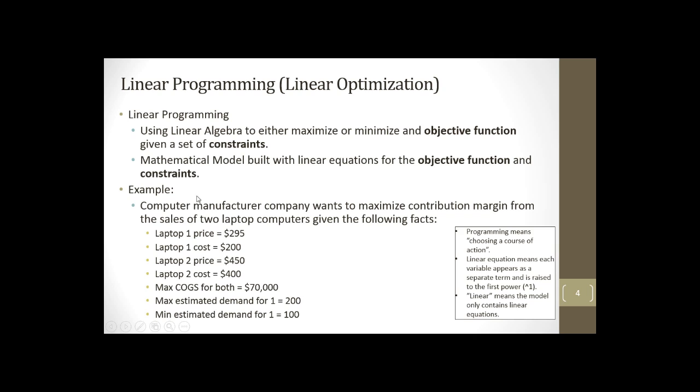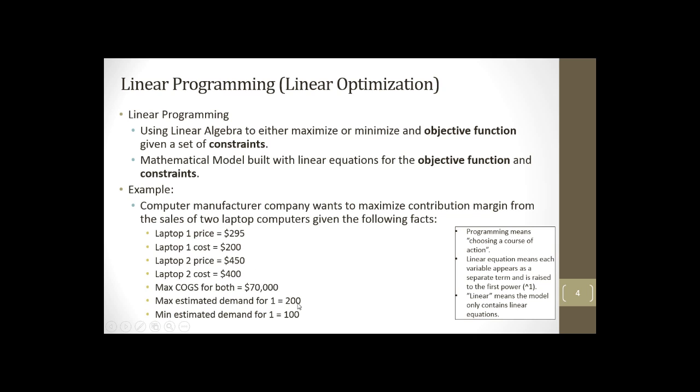And here's our example. We're going to have a computer manufacturing company who wants to maximize contribution margin, that's a type of profit, from the sales of 2 laptop computers given the following facts. Laptop 1 price is $295, the cost is $200. Laptop 2 price is $450, the cost of goods sold is $400.